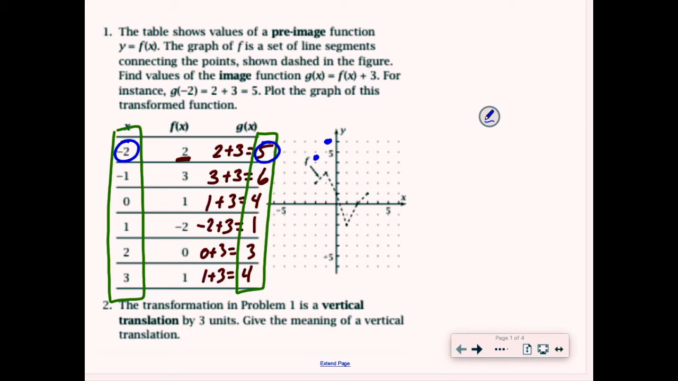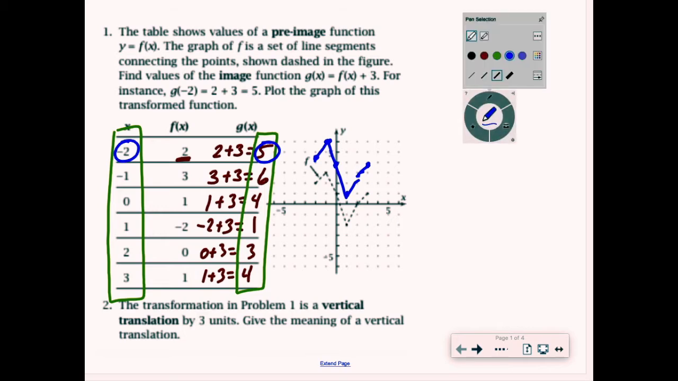And I'm just going to plot them out. 0, 4, 1, 1, 2, 3, and then 3, 4. Connect them. And we get something that looks a lot like our original function, but in a slightly different place.